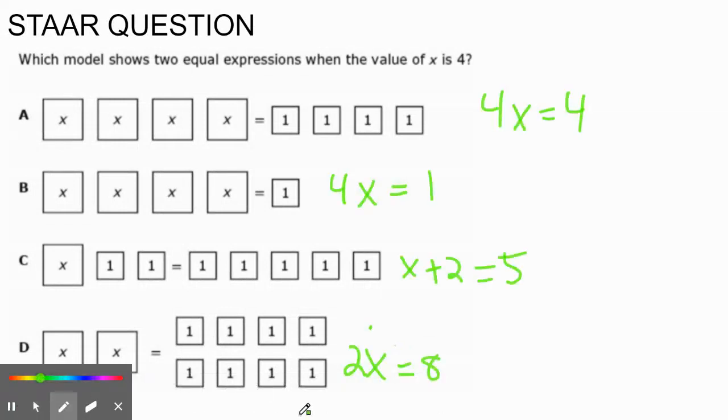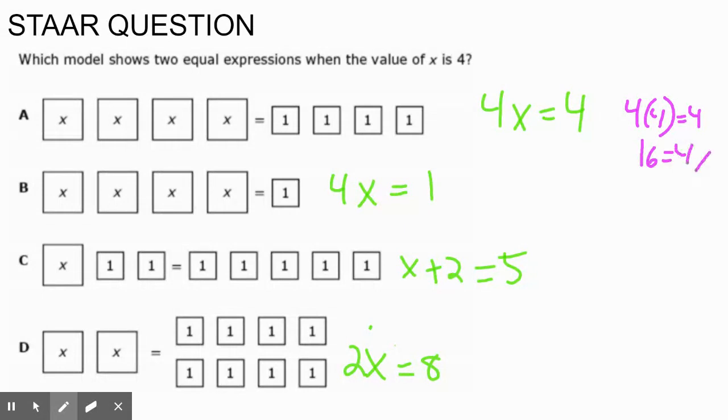All right, so hopefully you tried this one on your own. What I did is I went through and I wrote what the equations were from the model. Then I'm going to replace that variable. It says x is 4. So here, 4 times 4 gives me 16, and I know 16 does not equal 4, so A is out. The next one, replace the variable. 4 times 4 equals 1, so it has 16 equals 1. Well, I know that's not true, so B is out.